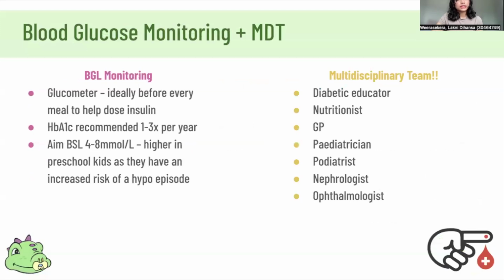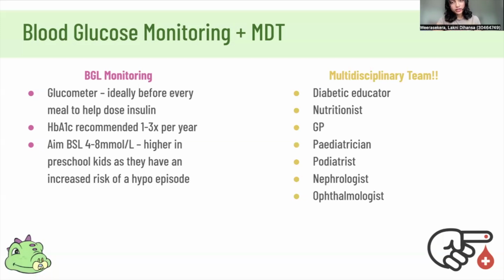Just a couple more things. So blood glucose monitoring, make sure the patient has a glucometer, ideally before every meal, to help to dose the insulin, depending on what type of insulin they have. Potentially HbA1c recommended 1 to 3 times a year, and make sure you aim for blood sugar levels of 4 to 8. You do tend to aim a bit higher in preschool kids because they have an increased risk of getting an episode of hypoglycemia.